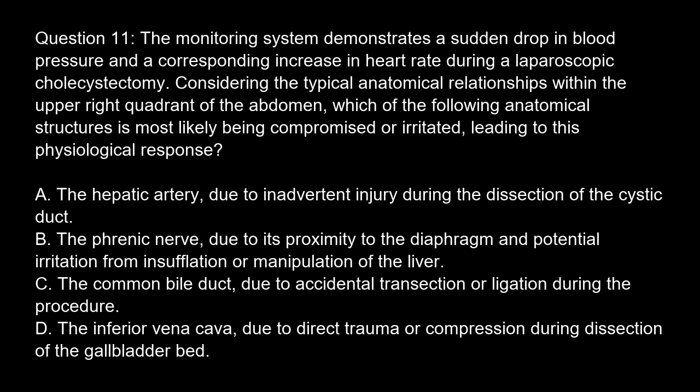Option A. The hepatic artery, due to inadvertent injury during the dissection of the cystic duct. Option B. The phrenic nerve, due to its proximity to the diaphragm and potential irritation from insufflation or manipulation of the liver. Option C. The common bile duct, due to accidental transection or ligation during the procedure. Option D. The inferior vena cava, due to direct trauma or compression during dissection of the gallbladder bed.